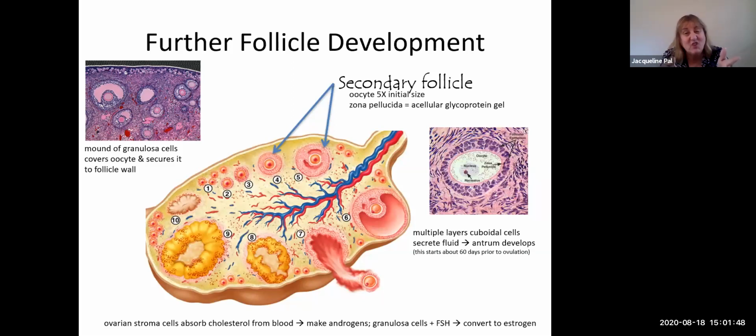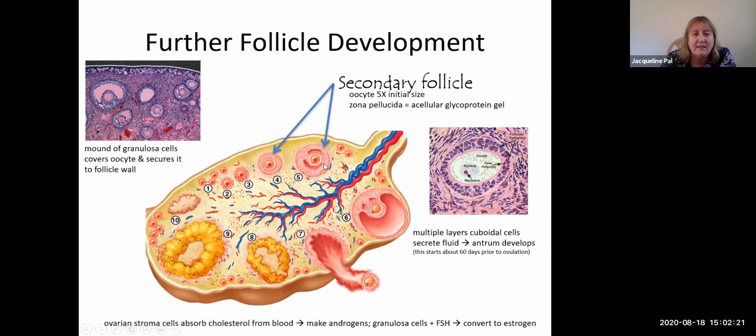And this actually starts about 2 months before a follicle will be ovulated, thereby giving credence to the fact it takes several months from the start of a follicle. If the follicle is starting in January, it's probably not going to be the follicle that's going to ovulate until April. Okay.